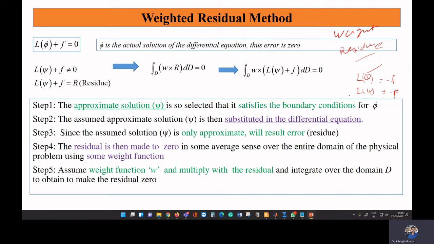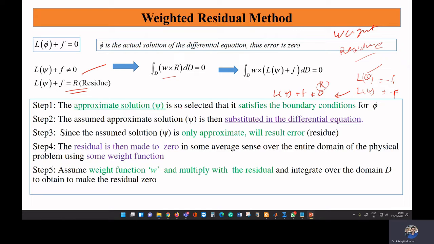So what we can say, then, is that L psi plus F will not be 0 now. There will be some error, and that error basically we are calling residue. So here this is our residue. Now, what are the weight functions? What is the weighted residual method saying? It says you take a weight function and multiply with that residue and try to make the error 0 in the whole domain.